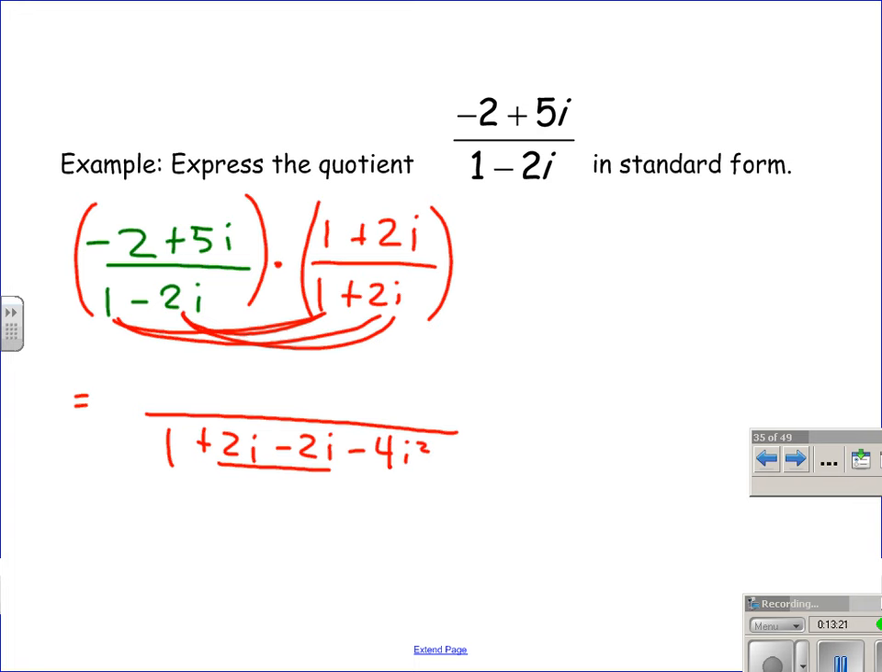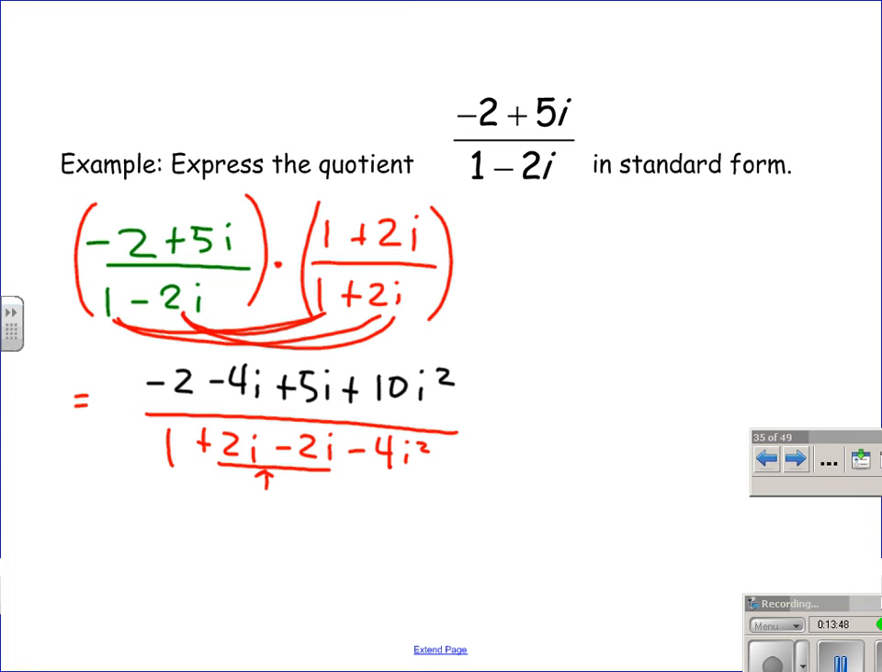So if you can remember that when you multiply conjugates, then you don't need to use this piece here every time because it will cancel out. You can multiply the first term and the last term in this case. Now for our numerator, negative 2 times a 1 is negative 2. Negative 2 times the 2i is going to give me minus 4i. And then we have plus 5i. And then we have plus 10i squared.